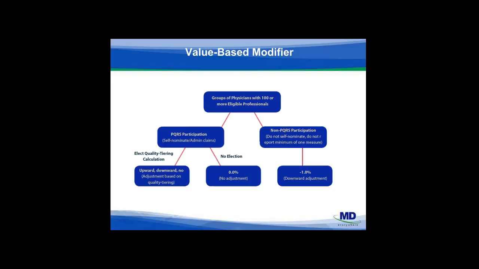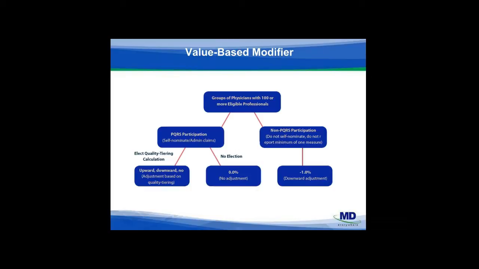Within this category, CMS is offering practices an option to calculate the value-based modifier using a quality tiering approach. Now, this is going to allow groups of physicians to elect to earn an upward payment adjustment for high performance with low cost, and be at risk for a downward payment adjustment for poor performance, meaning low quality with a high cost.